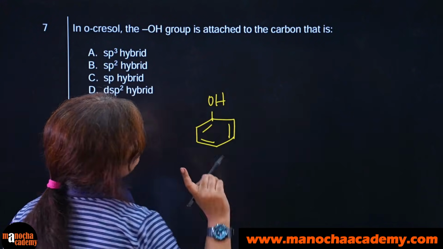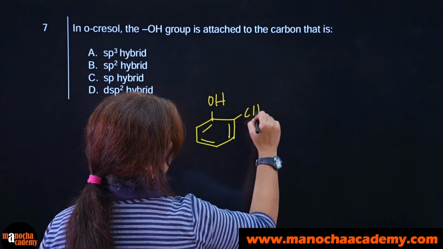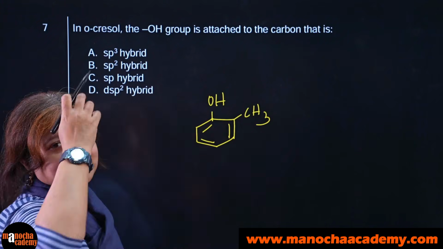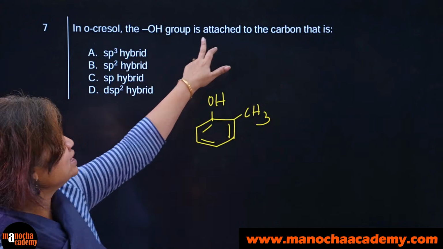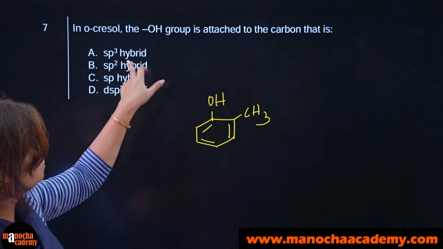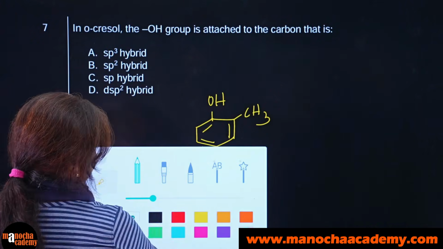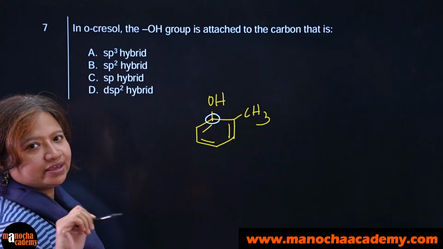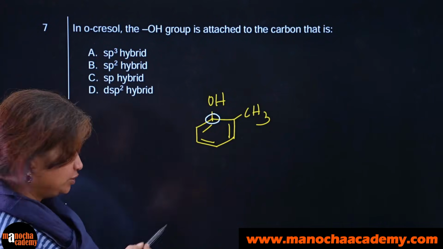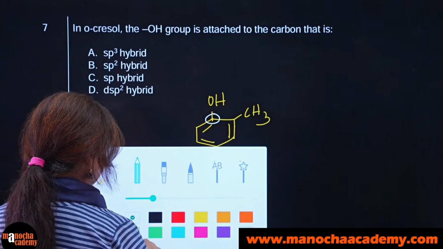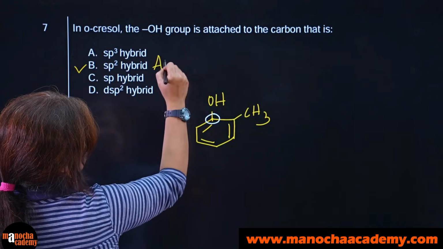But even if you don't know, ortho-cresol means it's a CH3 group. Even if you don't know, don't get terrified, because that is not required here. It's telling us the OH group is attached to the carbon atom. What hybridization? They are indicating this carbon atom, and we know that benzene ring carbon atoms are sp2 hybridized because it's a planar molecule. So the correct answer in this case is sp2, option B. So this is the answer.